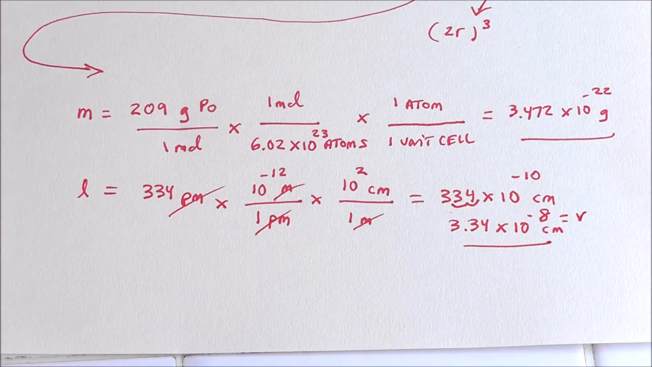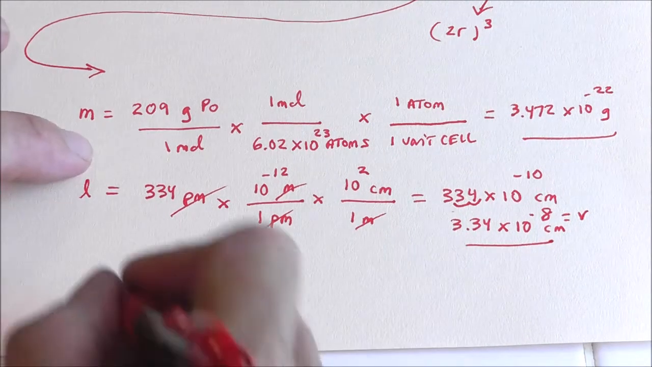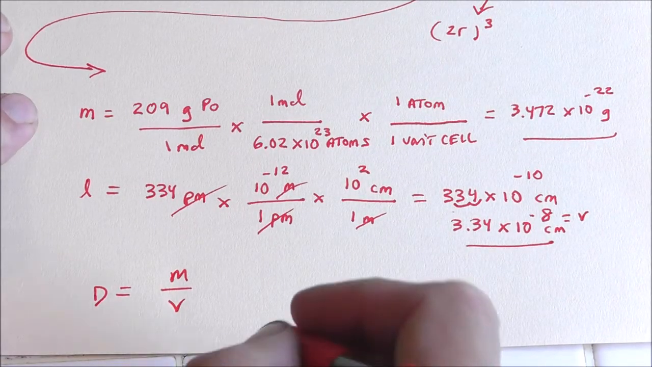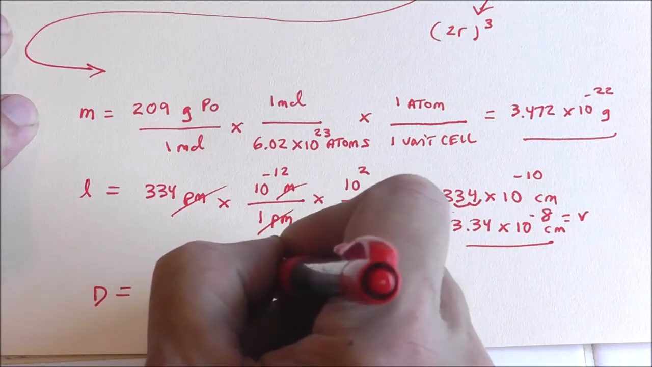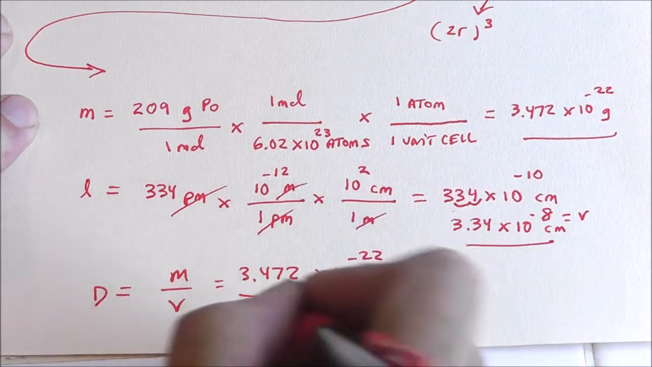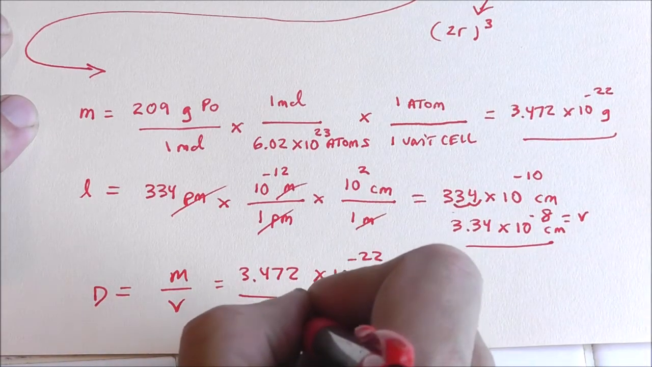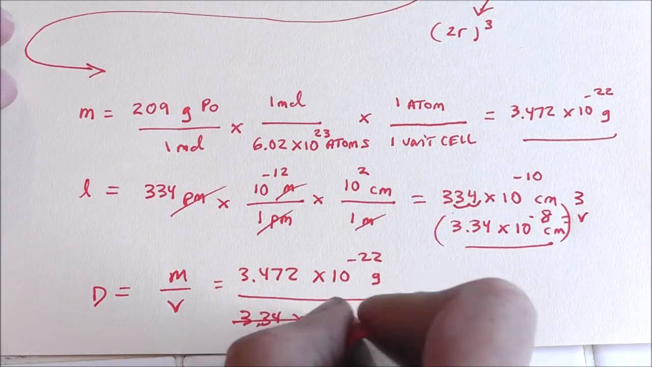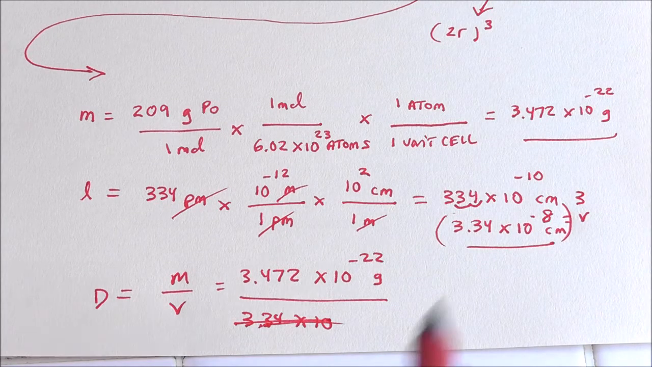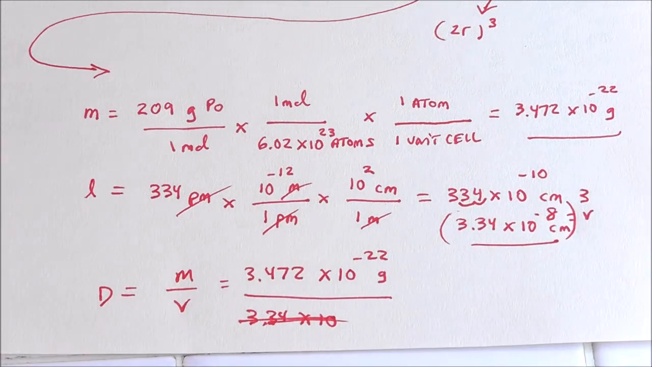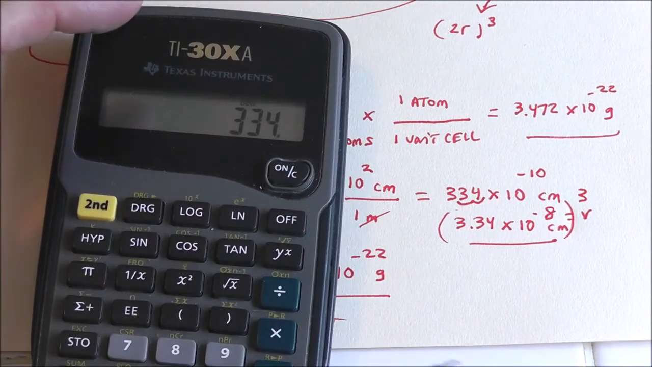And you know what? I guess I lied. We're going to finish this problem. D equals M over V. And so this is going to be 3.472 times 10 to the minus 22 grams divided by 3.34 times 10 to the, oh my goodness, I forgot to cube it. I got to cube that. And the way I could tell is that these should be kind of comparable. So I got to take 3.34 times 10 to the minus 8.